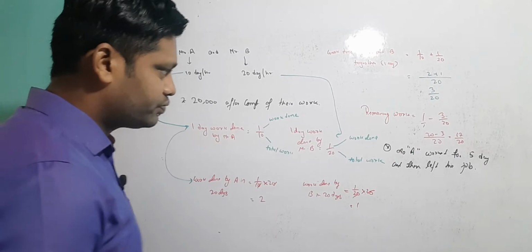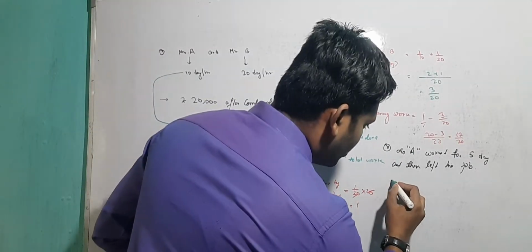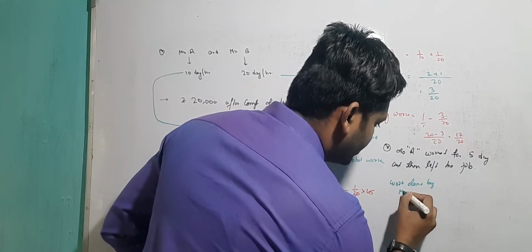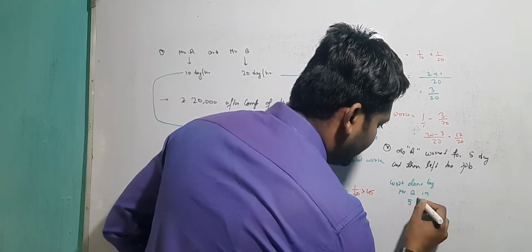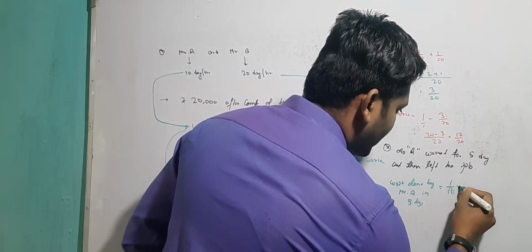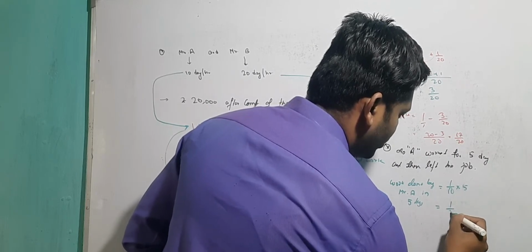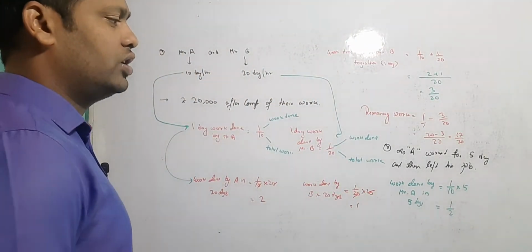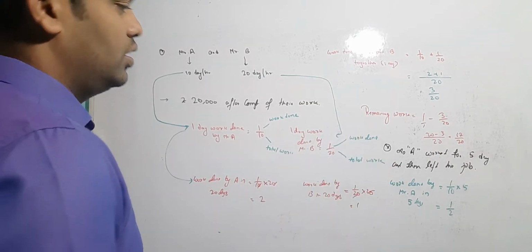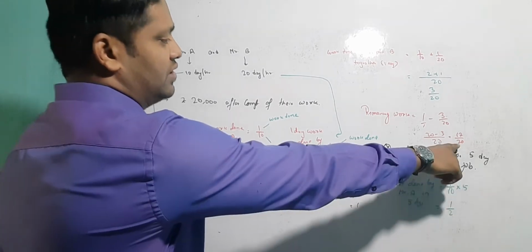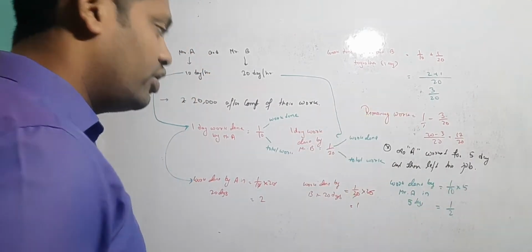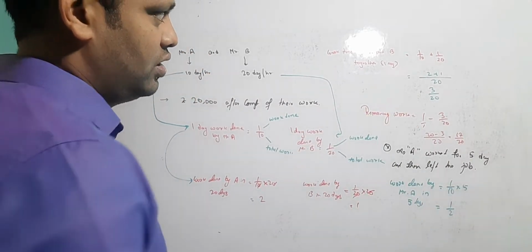Okay, work done by Mr. A in 5 days. So 1 day work is how much? 1 by 10. 1 by 10 into 5 days work, so it will be 1 by 2. Okay, this much of the work has been done by Mr. A in 5 days. Clear? Okay. So now this much is left. Of that he did 1 by 2 in 5 days and he left. Now you tell me how much work is left. Okay, how much work is left?